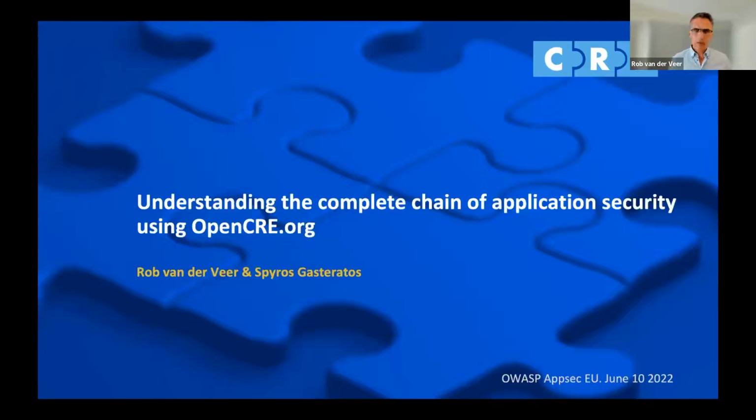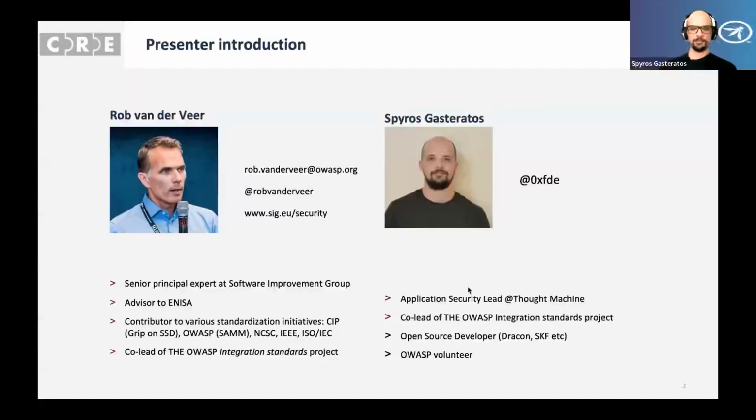Let's dive into the full story. But maybe first a short introduction. I work for the Software Improvement Group. Rob van der Weer is my name. I specialize in security, privacy, and AI, and I take part in all kinds of standardization initiatives: national standards, European standards with ENISA, global standards with ISO and IEC, and I contribute to OWASP SAMM.